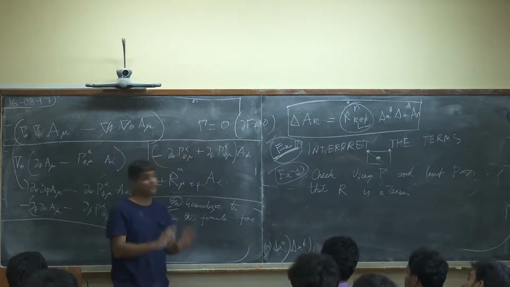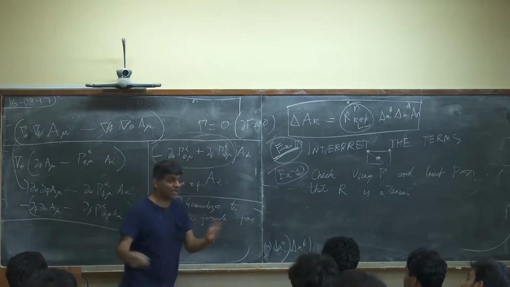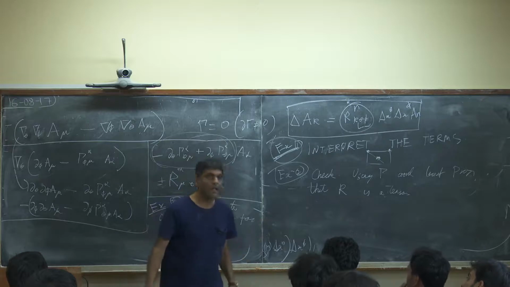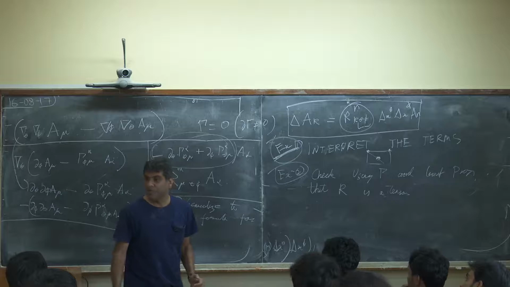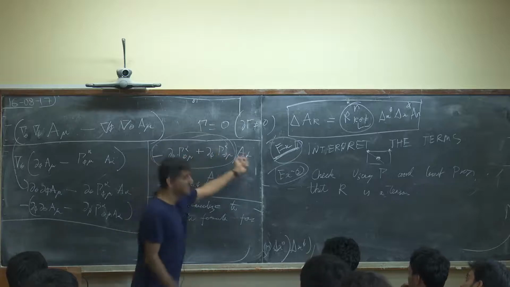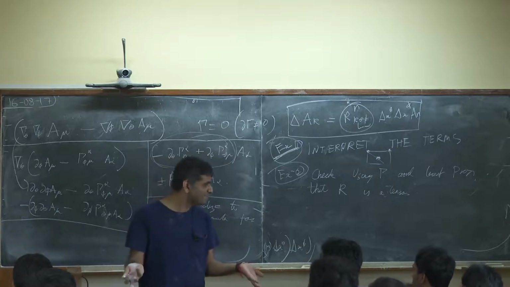Now the question is, which form do you want to write it in? If you chose to write it in this form, you would be correct, but you would learn nothing. Why would you learn nothing? Because this object is not a tensor. So knowing what it was in this coordinate system would not help you figure out what it would be in an arbitrary coordinate system.